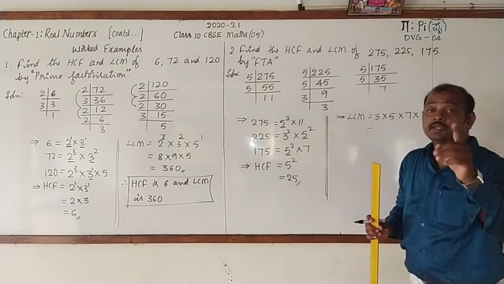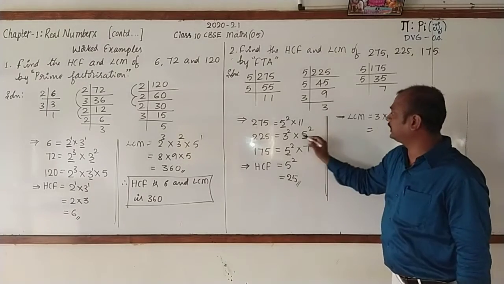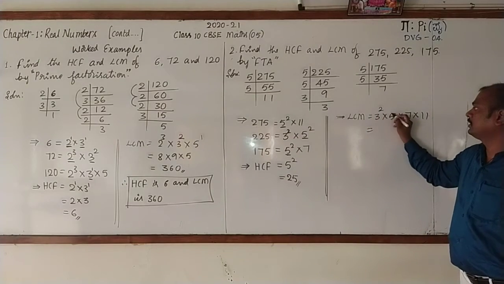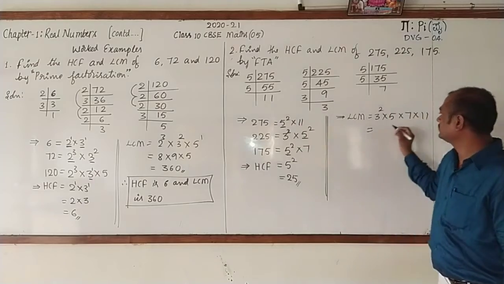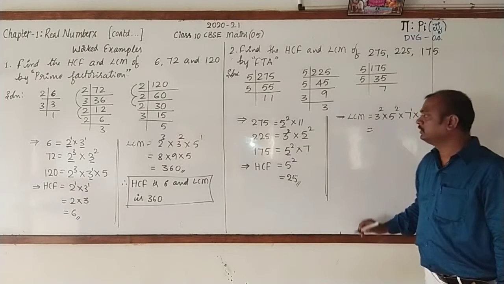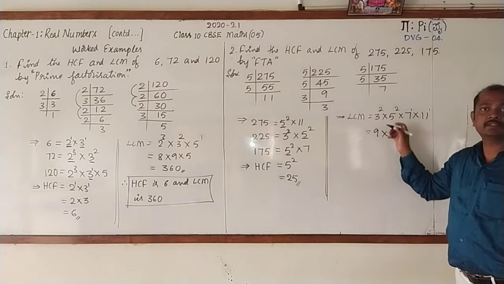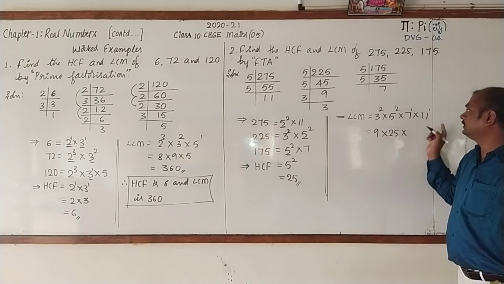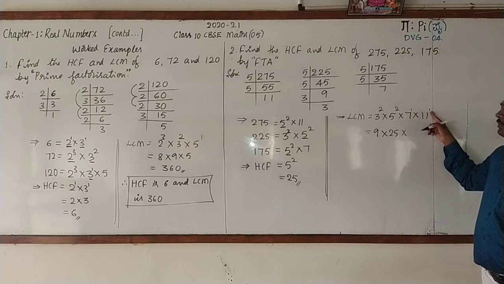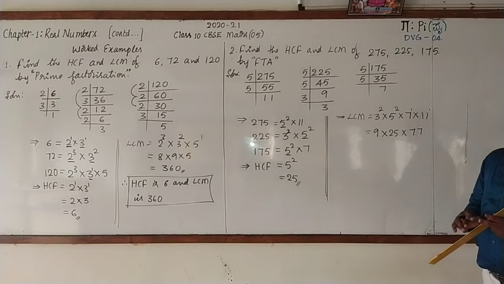Now, what should be done in the next step? We have to take the highest power of each factor. What is the highest power of 3? 3 only 1, and its power is 2. Let me write 3 square. The highest power of 5 is 2. The highest power of 7 is 1. The highest power of 11 is 1. What is 3 square? Yes, you are right, 9. 5 square, 25. Then 7 raised to the power 1 is 7. 11 raised to the power 1 is 11. I hope that you have understood.